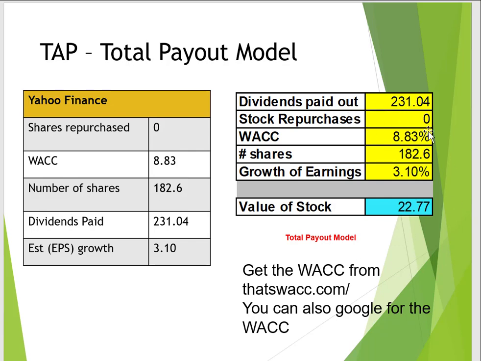Dividends paid out, repurchases. Here's our weighted average cost of capital. We'll actually talk about this in future videos. This is the average cost of gathering funds, including stocks and bonds. Here's the number of shares, the growth rate of earnings. So the value that they give us for Coors is $22.77. Yeah, it's a very simple model. It just incorporates, again, a different version of the company, right? A different version of the value of the stock itself.